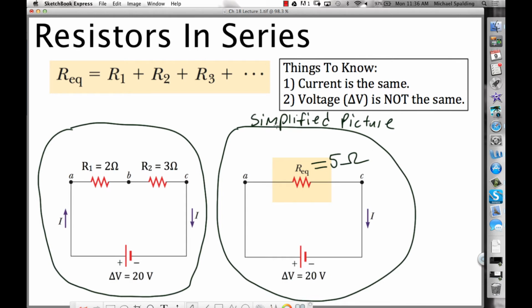Now the next thing I want to talk about is, now that we've talked about simplifying circuits, current. When you have resistors in series, current is the same. Now here's what I'm saying. See these two resistors, they're in series. The current in the 2 ohm resistor and the current in the 3 ohm, these currents are what?